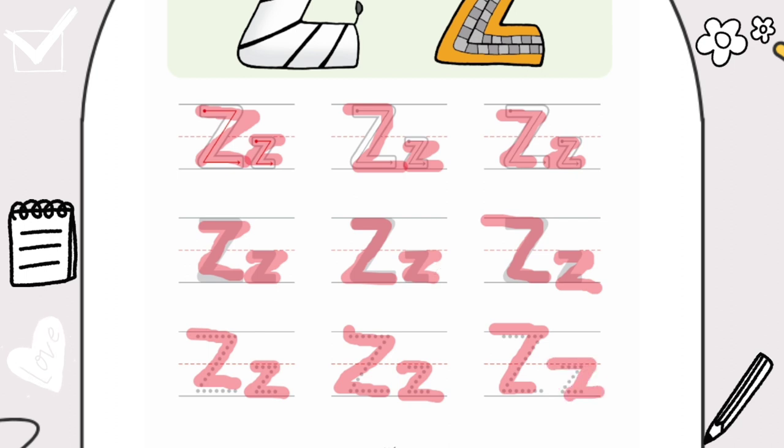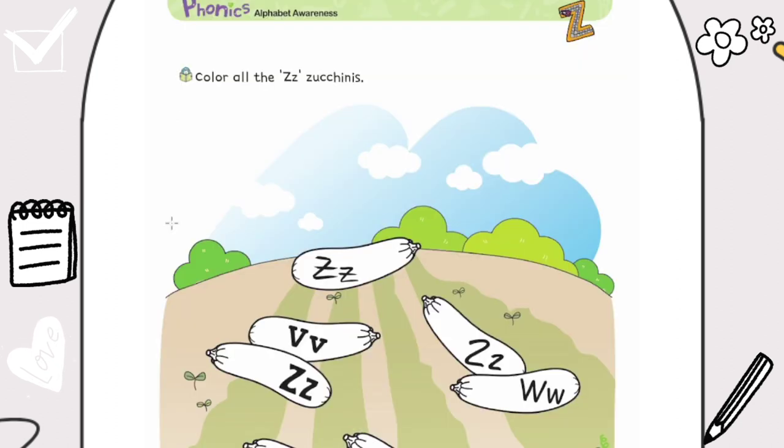All right, if you couldn't finish it, please finish it as homework. And remember, everyone, you need to write letter Z with a pointed edge, or else it will look like number two. All right, everyone, great job. And now let's go to the next page, page 107.